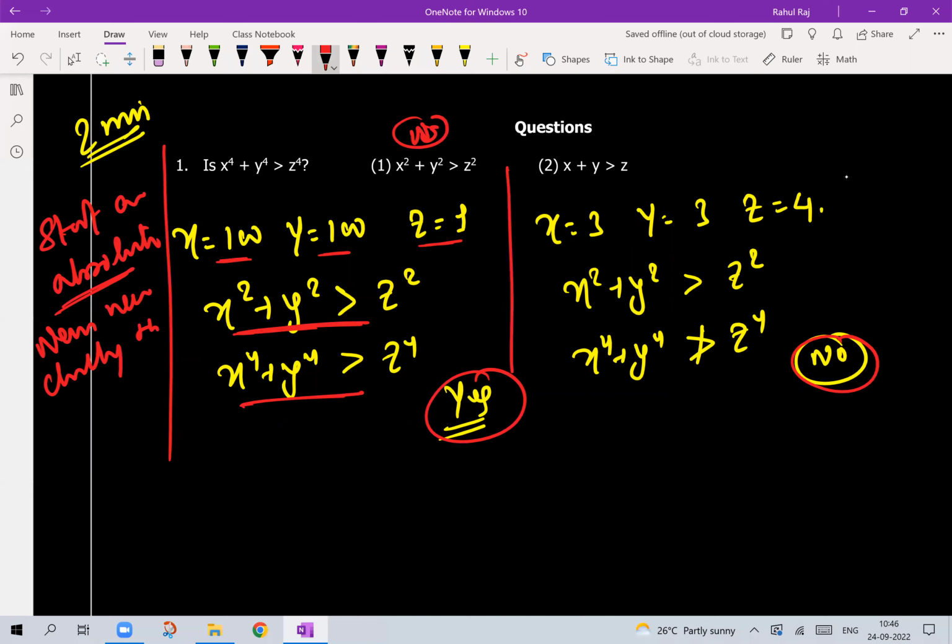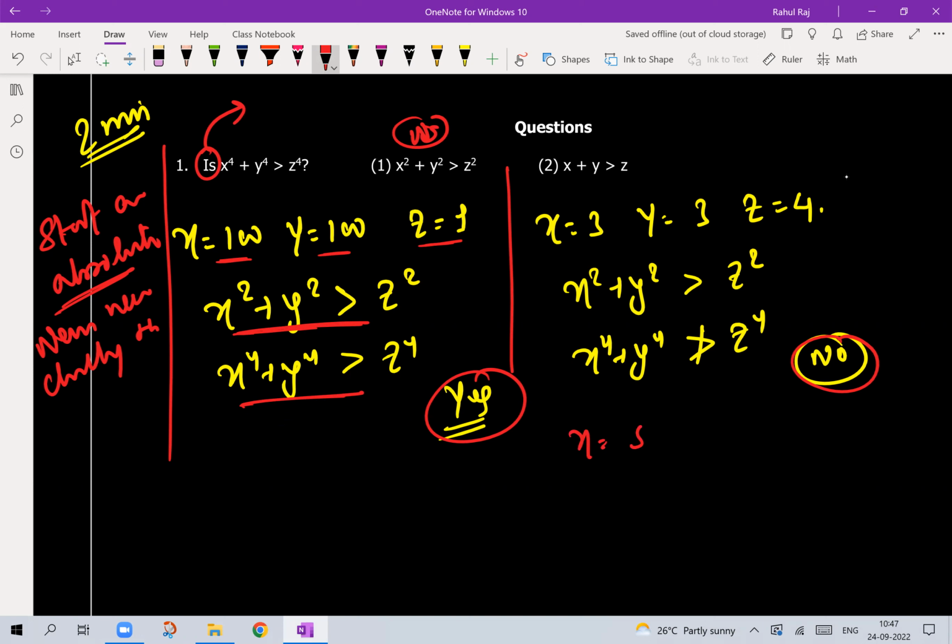Anyone, any doubt, please tell me if you have not understood. Because understand, we are trying to solve a data sufficiency type of question. And while we are solving this type of question, with every statement, there is only one purpose in our head: to create a yes and no situation. That's it. If I can create this, statement is not sufficient. If I can't create this, statement is sufficient. Anyone, any doubt? What if I take x is equal to 5, y 6, and z 7?